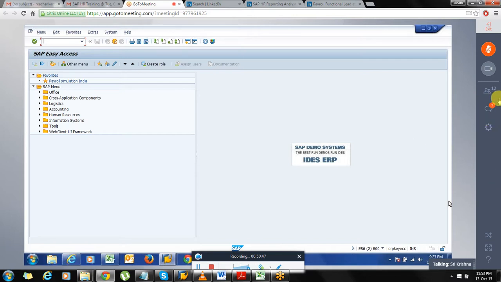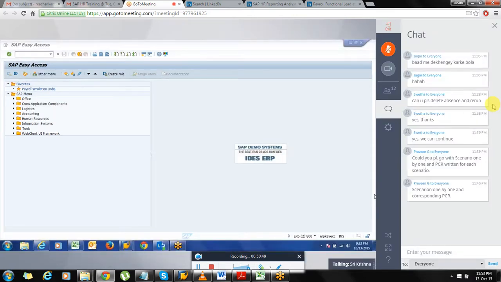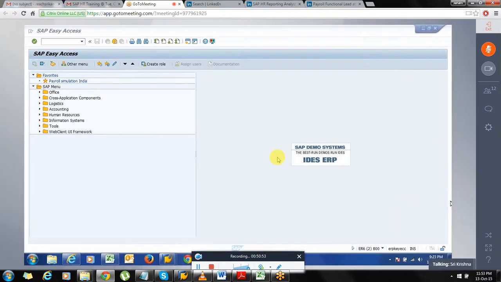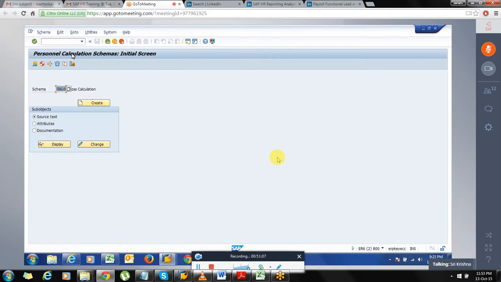Regarding the InfoType 14 concept I am telling, we have to create a processing class and modify the PCR X011. If you people have some time, you can do some R&D on this before attending the class, so that you will be a bit clearer on what I am going to explain.